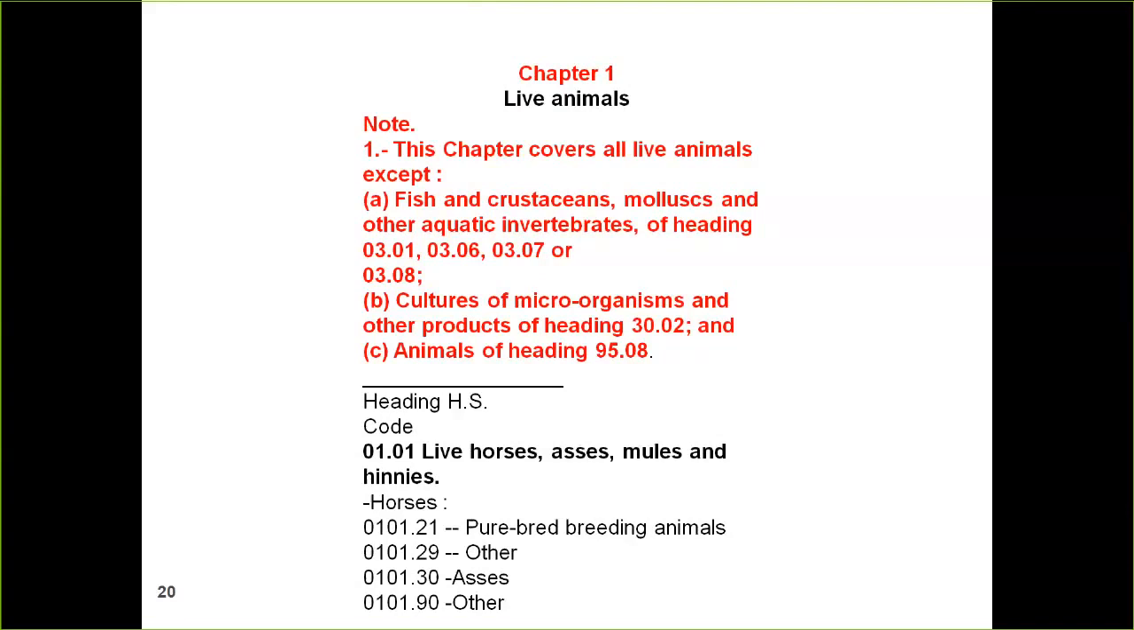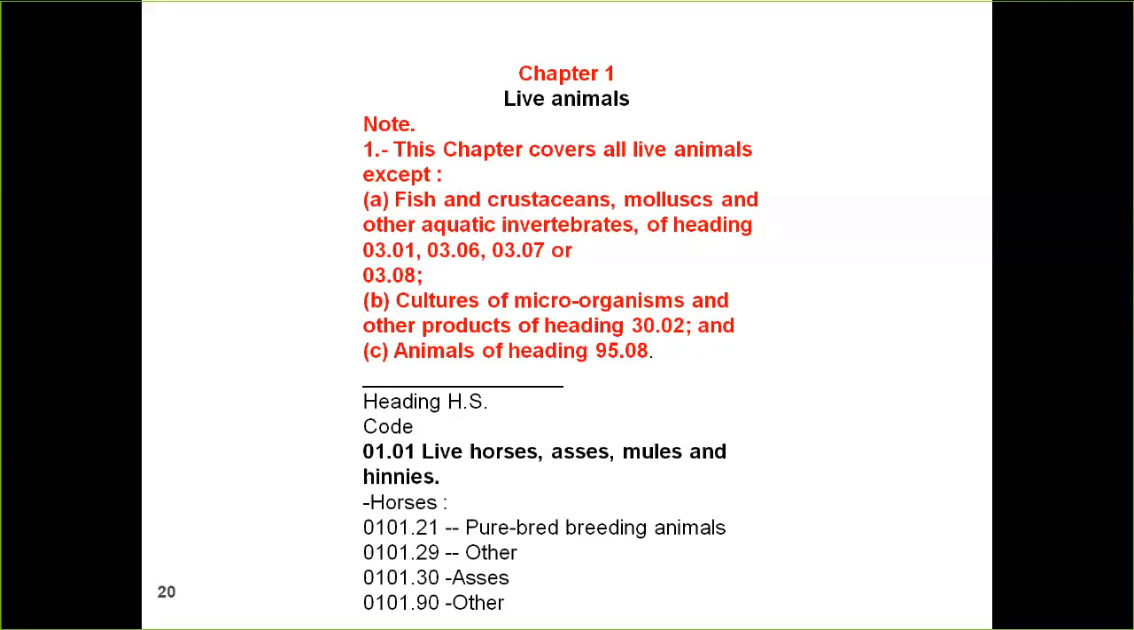It also tells me, if you look at C, chapter 1 does not cover animals of heading 9508. Now, if you were to go to 9508 of the HS, you'd notice that 9508 pertains to animals which form part of a show, such as a circus, animals used in entertainment. So, never mind, you'd be dealing with a live horse, which would generally be covered under chapter 1, because of the particular section note which says that animals of heading 9508 are not covered in this chapter. Horses or any other animal used in a circus or for a show would be classified in chapter 95.